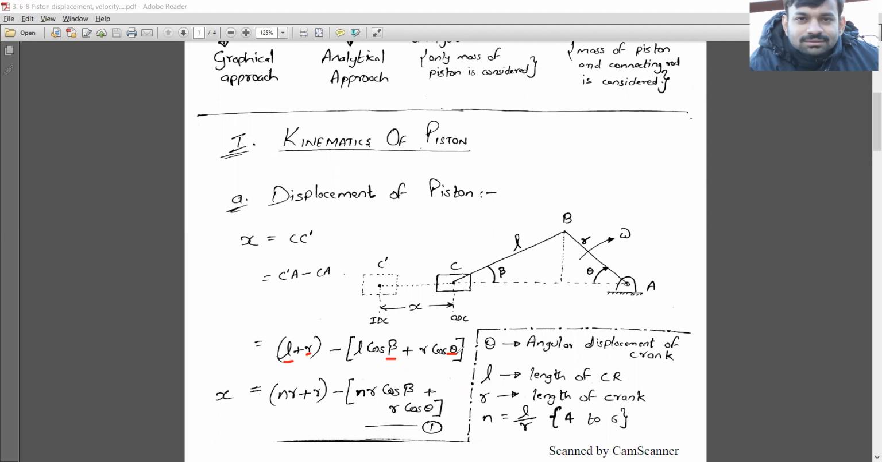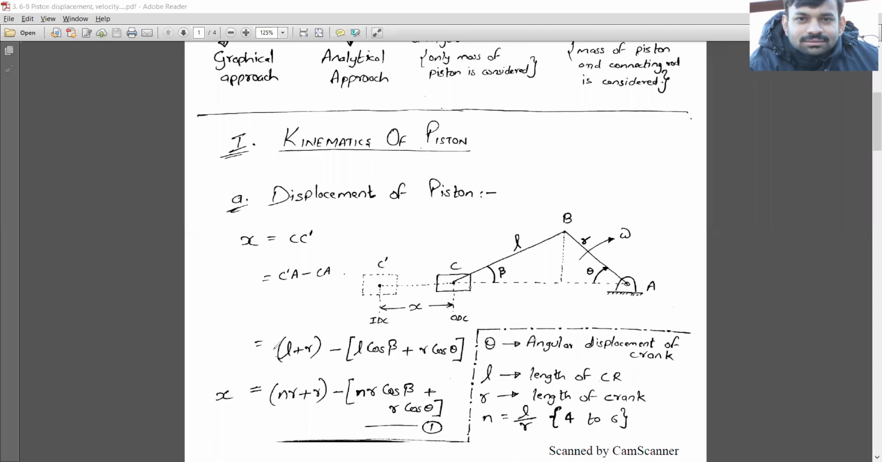Okay, so we'll try to eliminate this L, and this beta. Okay, we want to write this entire equation in terms of R and theta.